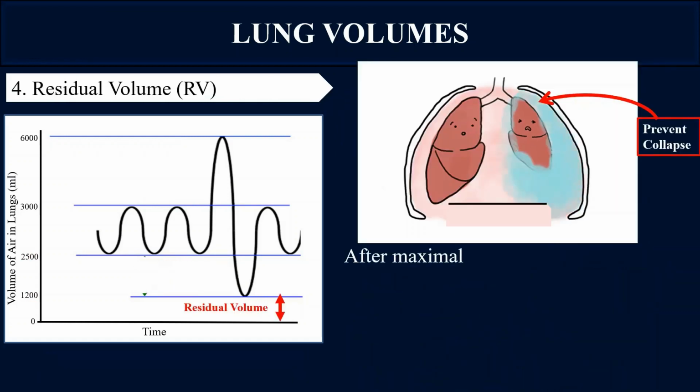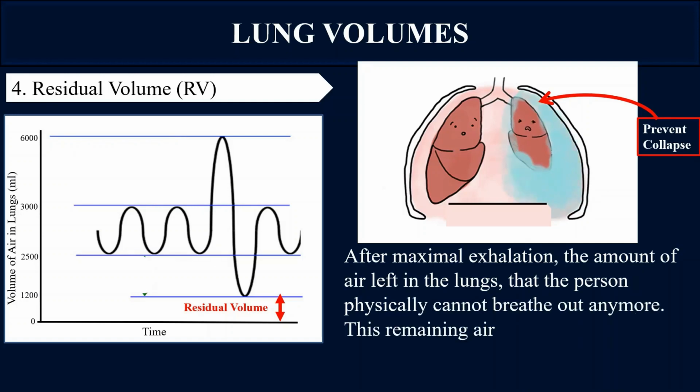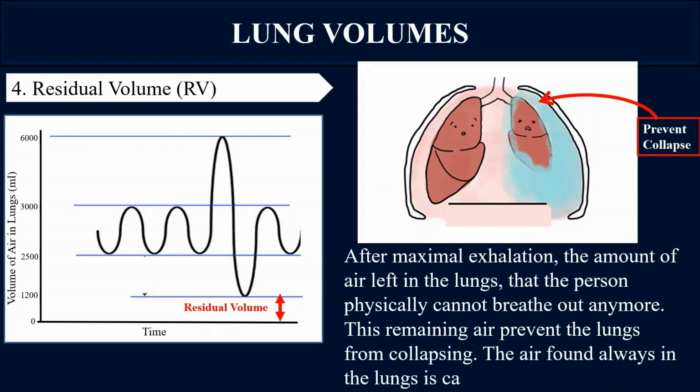The other lung volume is the residual volume. So what is residual volume? After maximum exhalation, it is the amount of air left in the lungs that the person physically cannot breathe out anymore. This remaining air prevents the lungs from collapsing. The air found always in the lungs is called the residual volume. So residual volume is the measurement of the air that is always present in the lungs.